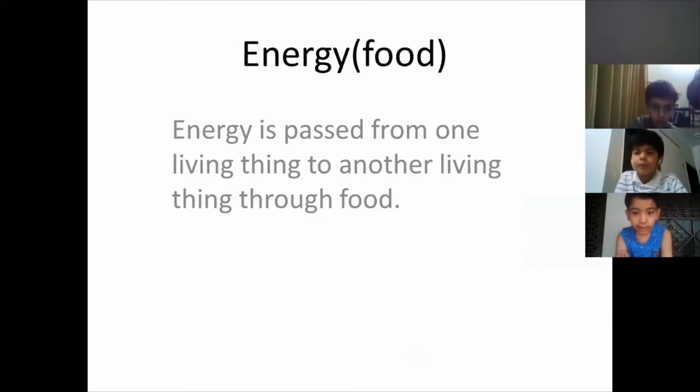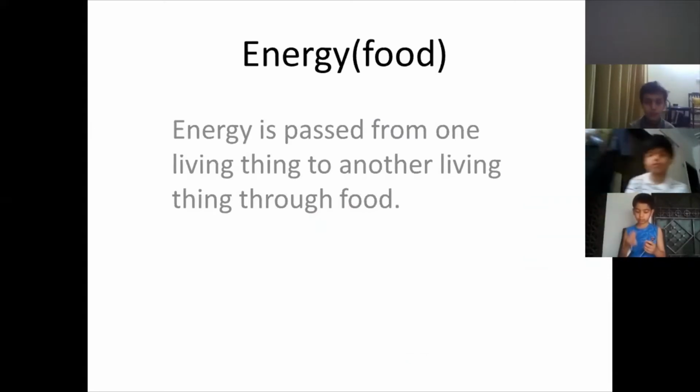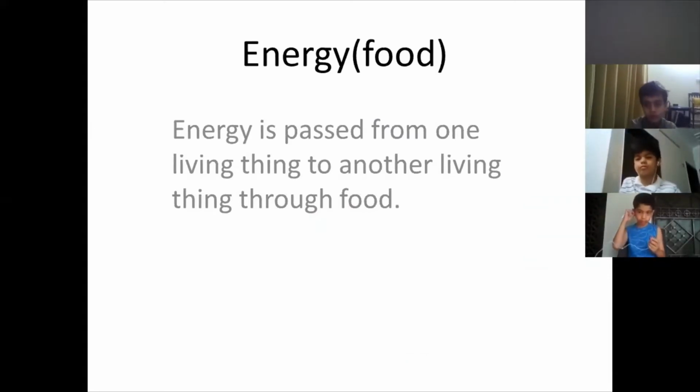So the first essential, that was water, is done. Now, something more important and another important thing, that is energy. Now, who is giving us this energy? Is it coming from the air? No, it's coming from the food that we eat. Energy is passed from one living thing to another living thing through food. So food is the one who is actually providing us with lots and loads of energy. That's why we say we must eat healthy food.